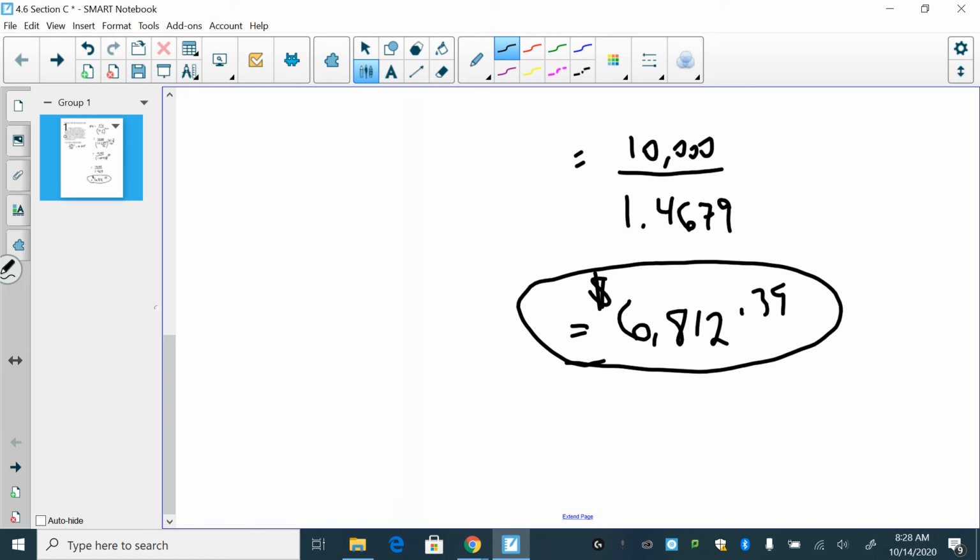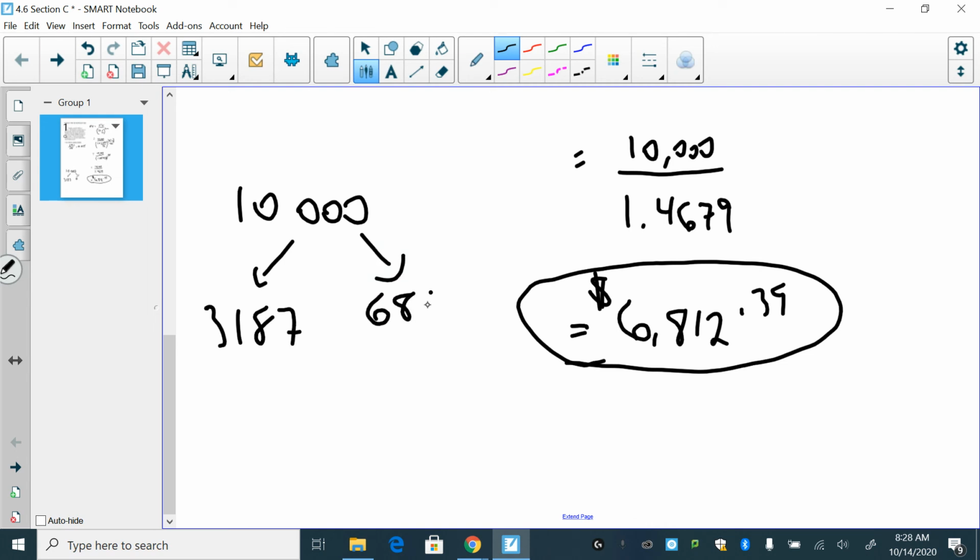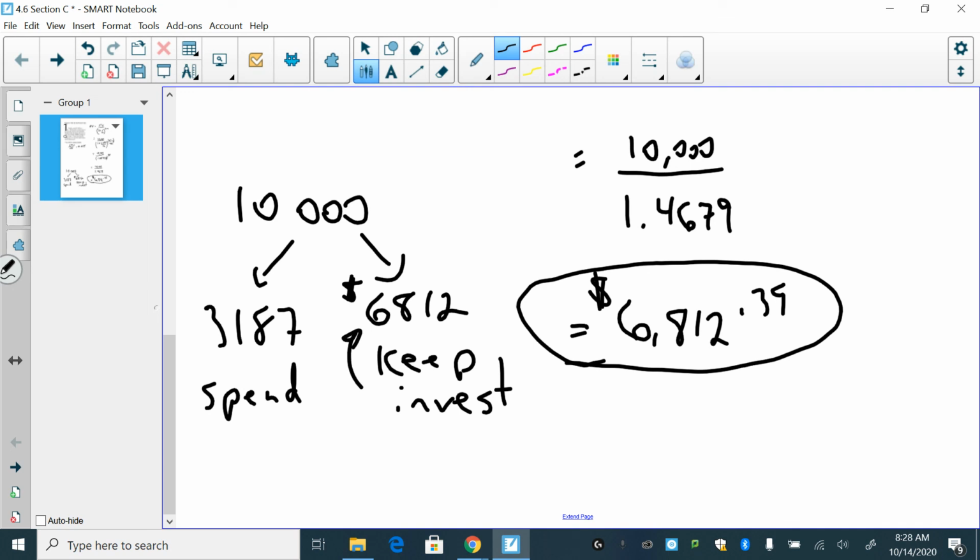So basically $3,187. So I won $10,000. I'm just putting the full amount, I'm not going to put the decimal value, but basically, I can spend this amount that I won from the lottery, and I'm going to keep and invest this amount. And then basically in 7 years, if I wait 7 years, I have $10,000 back in my account.